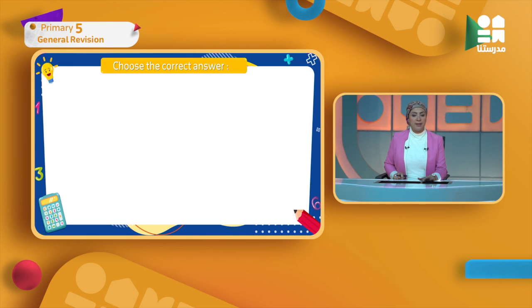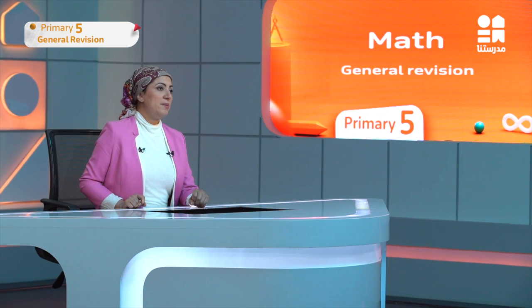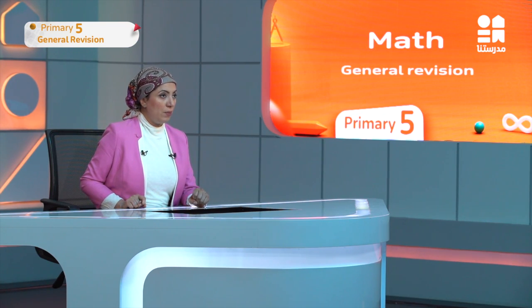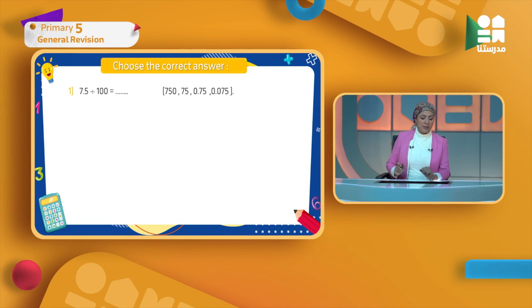Choose the correct answer. 7.5 divided by 100. Divided. Do I move to the right-hand side or the left-hand side? Divided, of course, I move to the left-hand side. How many decimal places am I going to move to the left-hand side? 2 places, because I have 2 zeros in the 100. So I will move the decimal point here one place, then another place.